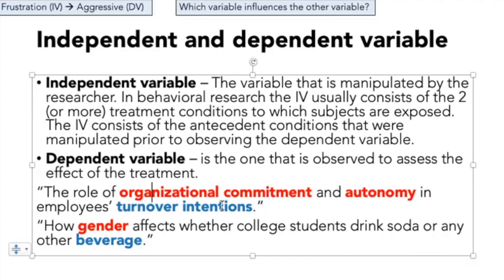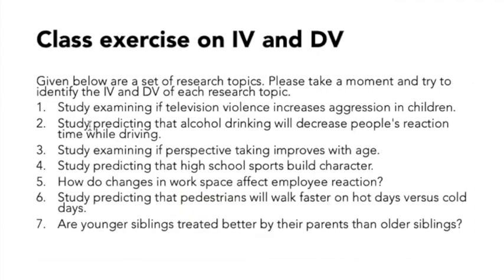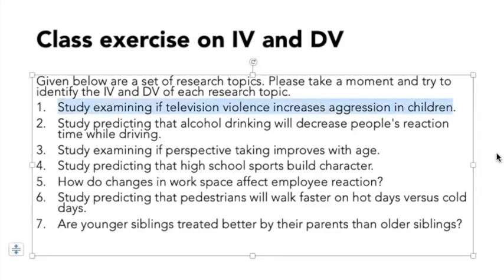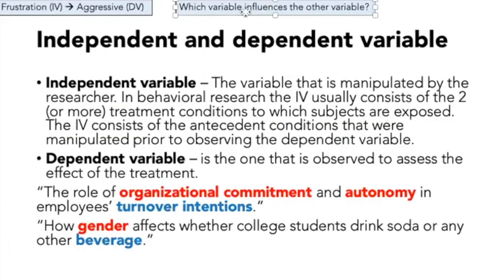Okay. Now let's go through a few examples. When we go through a few examples, this will be even further clear. Now, let's go through this. Here I have given 7 titles. Let's try to understand the independent and the dependent variable here. Okay, the first title, this one. Study examining if television violence increases aggression in children. Now ask the same question again. Let me get the question from the previous page.